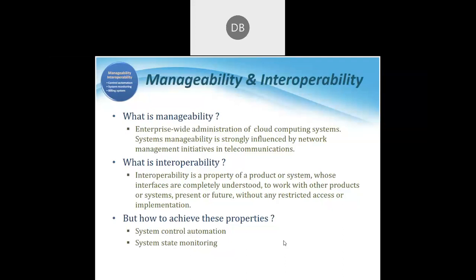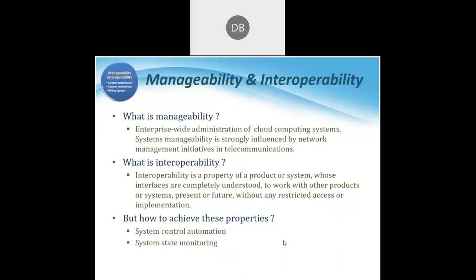Then another property the cloud should have is called interoperability. It is a property of a product or system whose interfaces are completely understood to work with other products or systems, present or future, without any restricted access or implementation. Meaning, for example, cloud computing should be able to provide interoperability, operating in different environments.